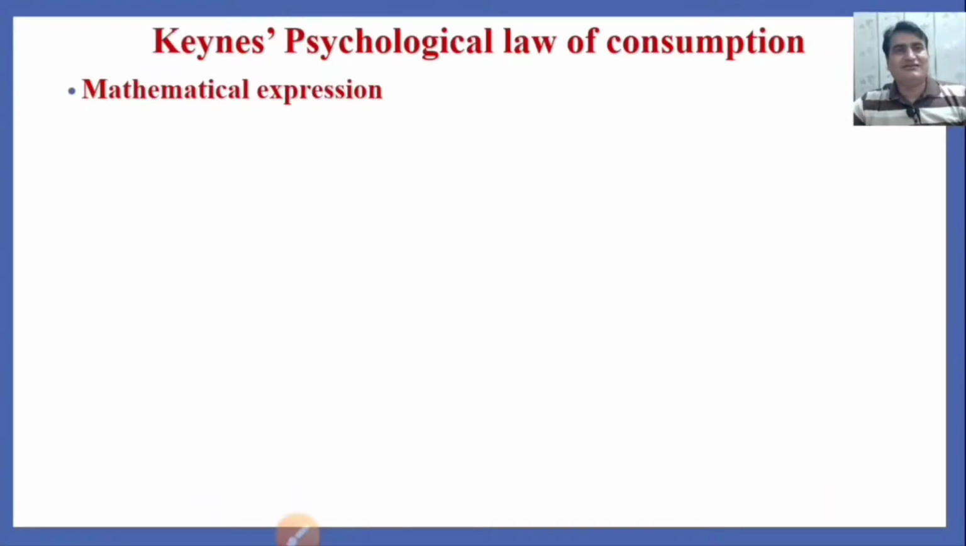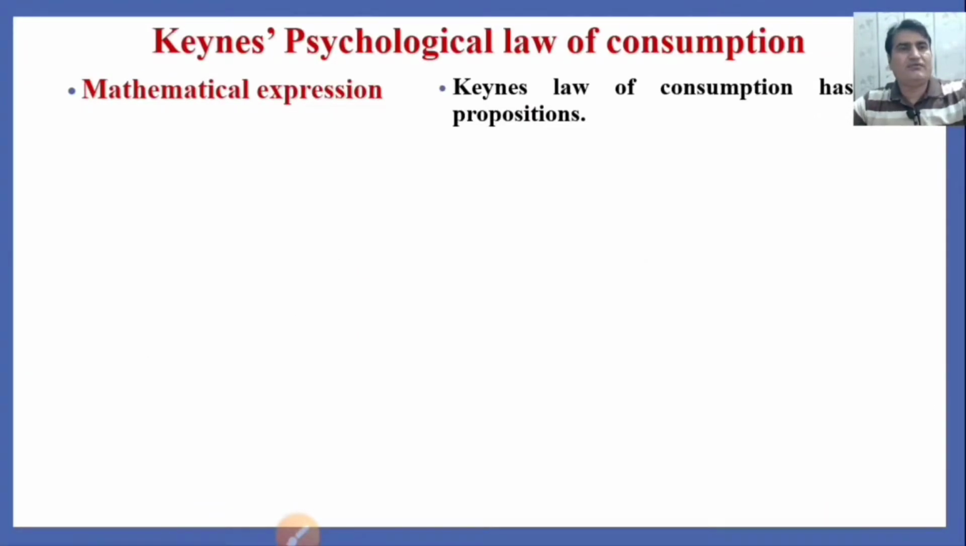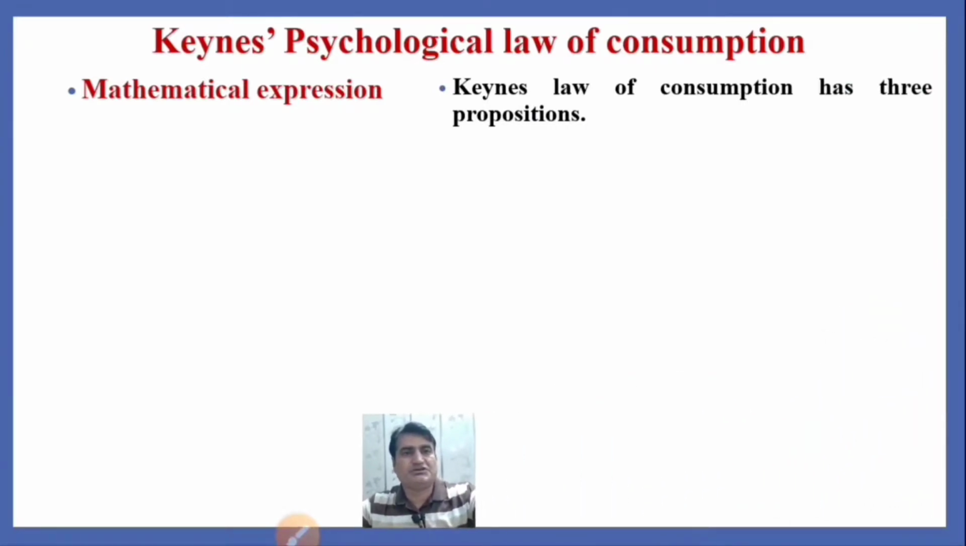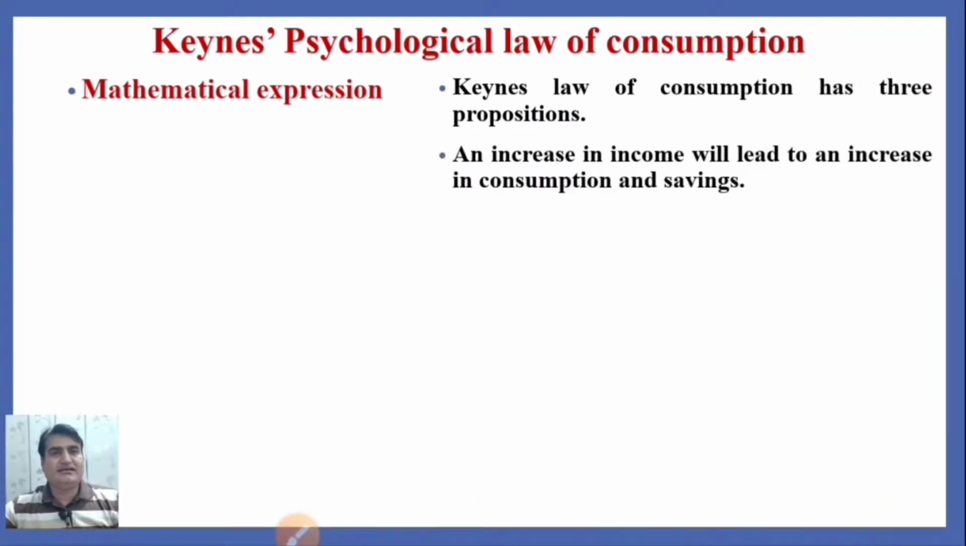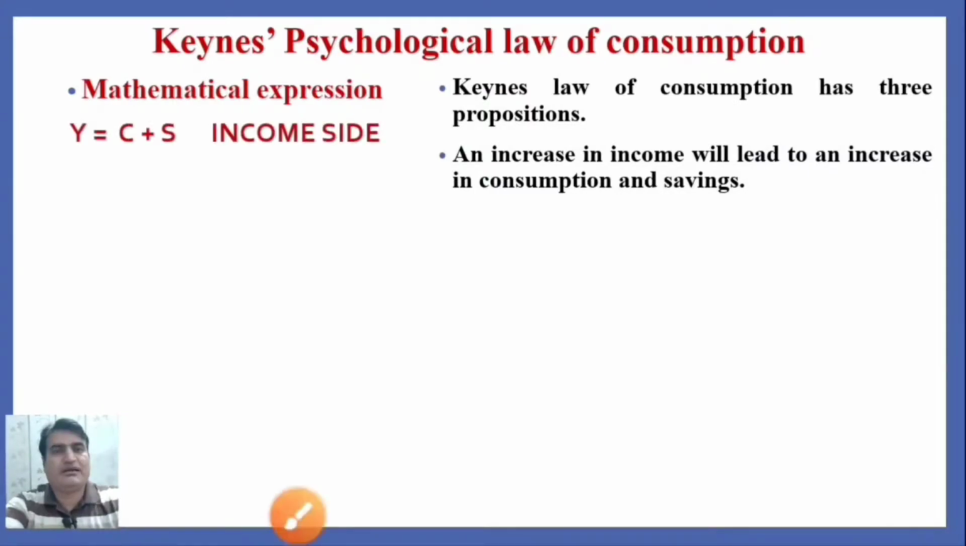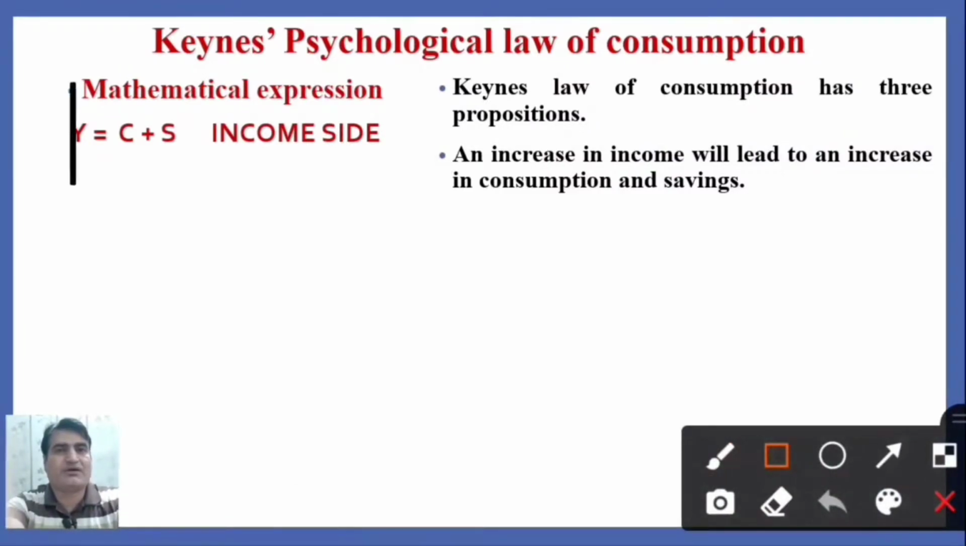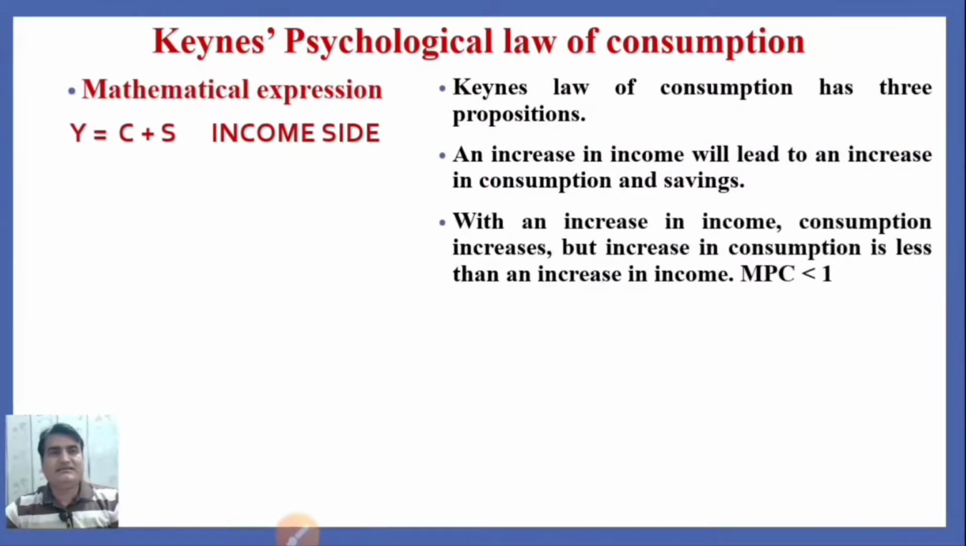What is the Keynes psychological law of consumption? Keynes law of consumption has three suppositions. Keynes states that an increase in income will lead to an increase in consumption and saving. The total output is a function of consumption plus saving. With an increase in income, consumption increases, but the increase in consumption is less than the increase in income. So the marginal propensity to consume, meaning the proportion of the additional income which is spent on the purchase of goods and services, is always less than 1. What is not consumed is saved.